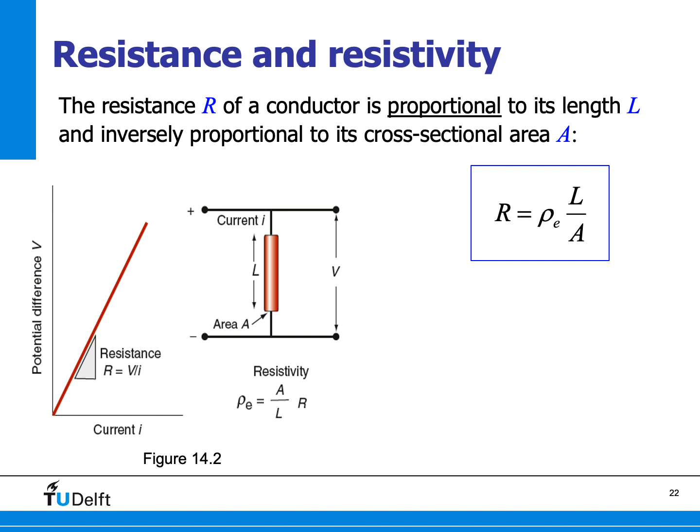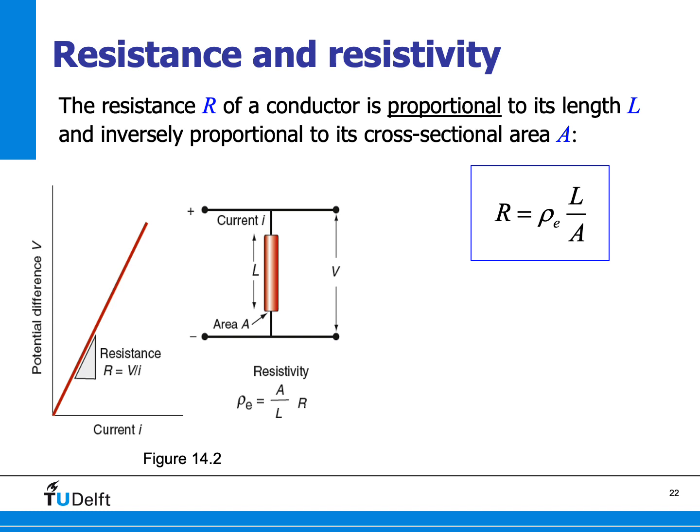Okay, this slide discusses the difference between the resistance and the resistivity. Suppose that we have a resistor with length L and a cross-sectional area A, and we apply a voltage difference V over the resistor. Then we can plot the potential difference, the voltage difference, against the current, and the slope of the curve that we then obtain is the resistance. R equals V divided by I, where I is the current.